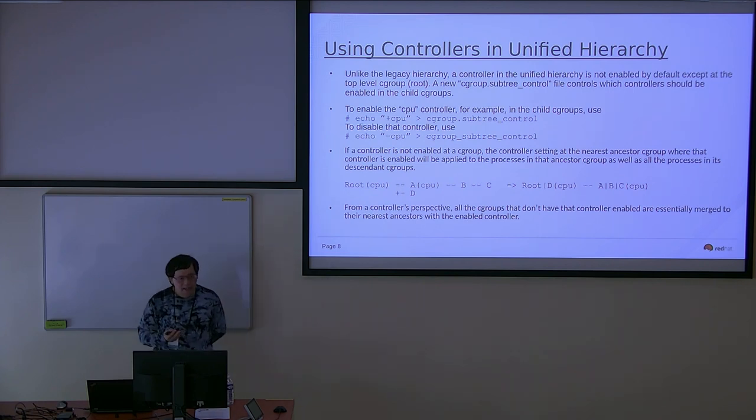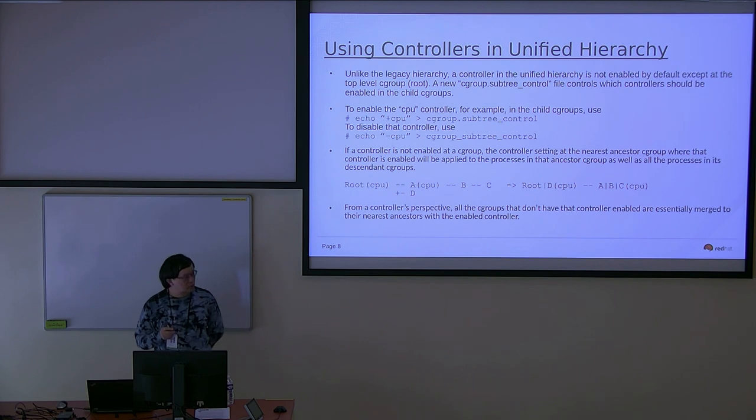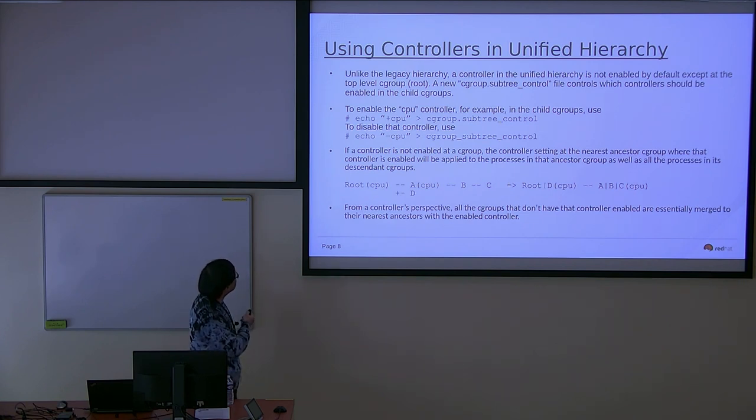Unlike the legacy hierarchy, a controller in the unified hierarchy is not enabled by default, except in the root directory where they are all enabled. But underneath the root, you have to explicitly enable each controller for each level of the directory hierarchy. The way to enable it is to use the subtree control file. For instance, if you want to enable the CPU controller for all the child cgroups underneath the current directory, you echo plus CPU into the cgroup subtree control file. To disable it, just echo minus CPU, meaning remove the CPU controller from all the child cgroups.